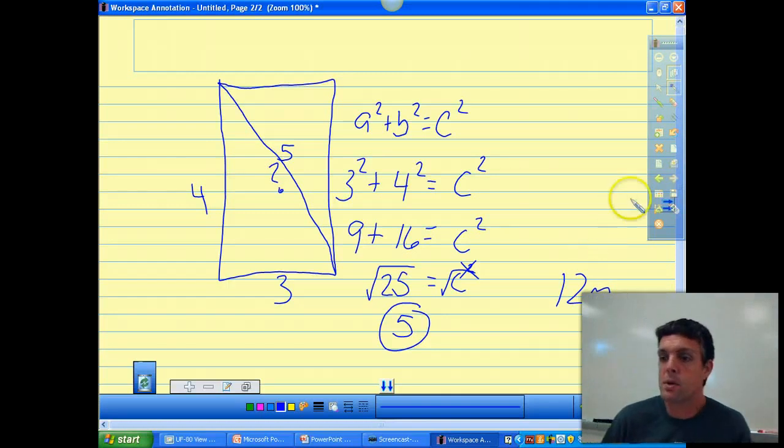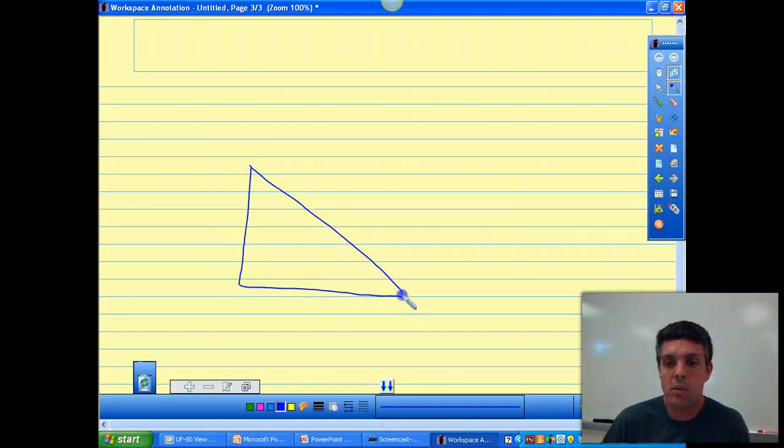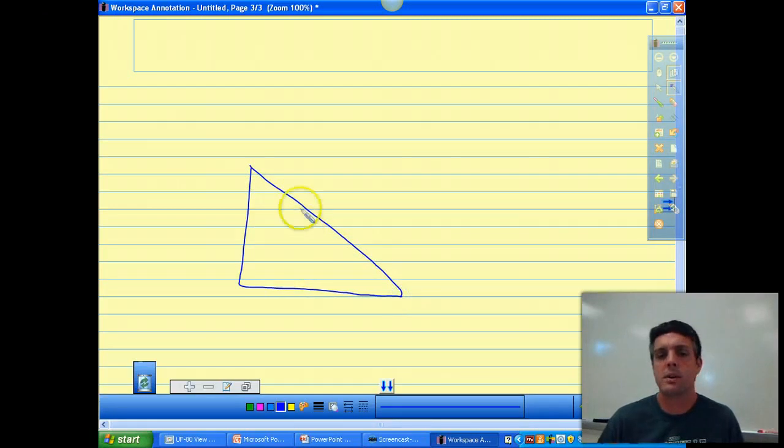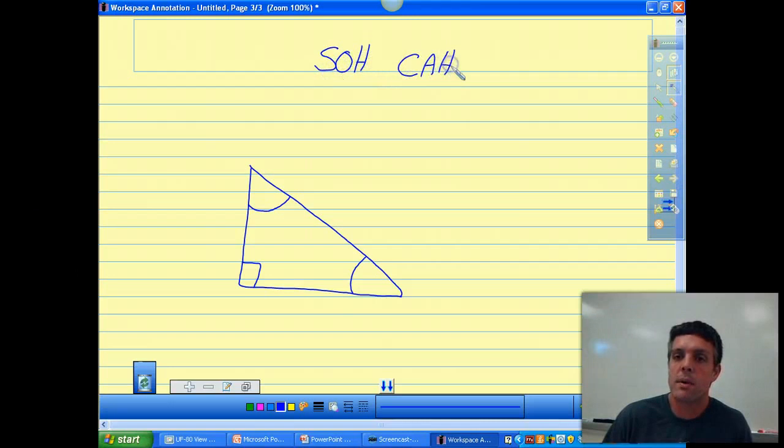I'm going to go to a new sheet of paper because we need to also determine acute angles. Now, I'm going to take that triangular flower bed away from it being the rectangle, just to eliminate some confusion. We need to know that, and we need to know that, and we know this. Here come those sine, cosine, and tangent rules. I'm going to jot this down, and you're going to want to memorize that.